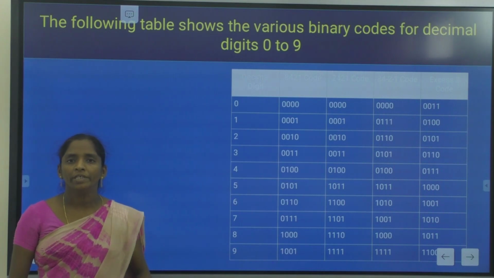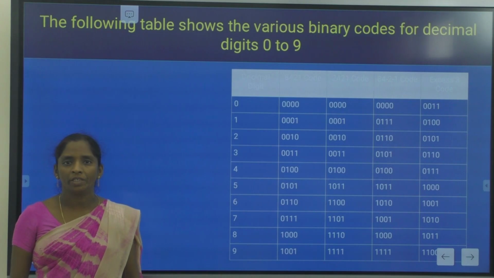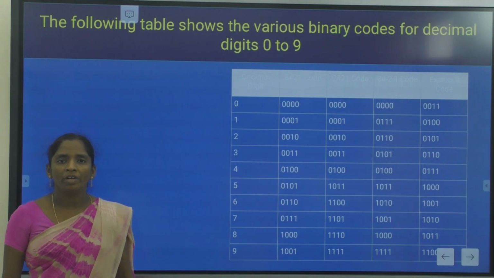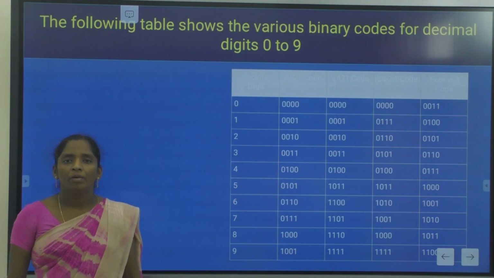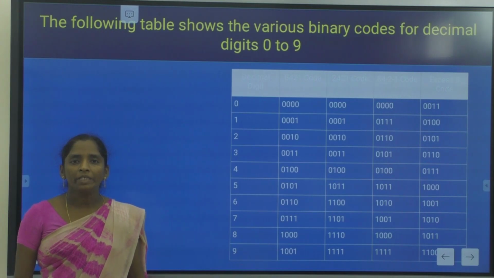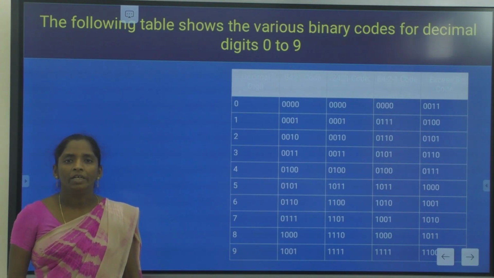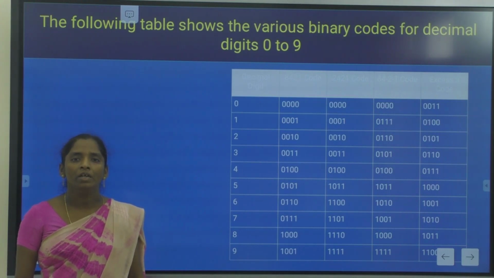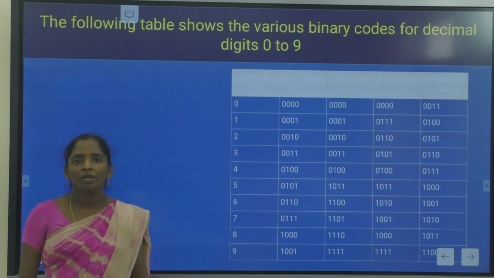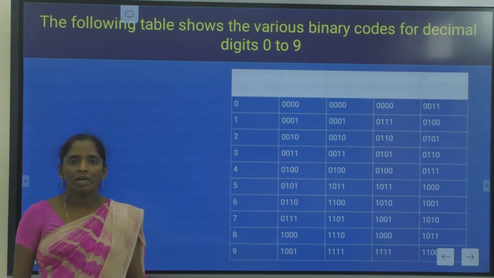Good morning students. In this video I am going to explain about 4-bit codes. We have different 4-bit codes, mainly weighted codes and unweighted codes. In weighted codes we are taking the positional values, or we are assigning weightages to the positional values. Those codes are called weighted codes.